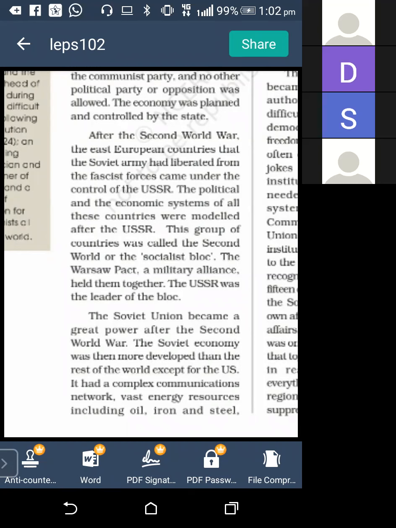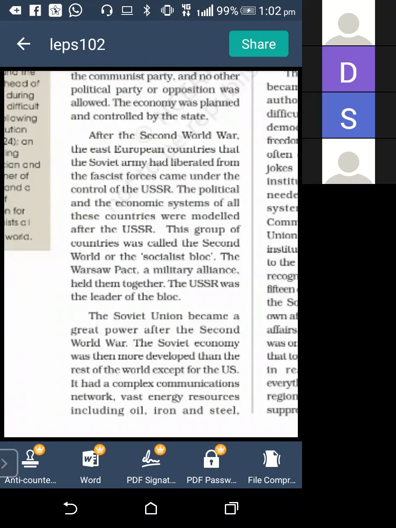The political and economic system of all of these countries was modeled after the USSR. Whatever the political system, the social system, the economic system, they were following the model of the USSR. They didn't have any individual model of their own. Many countries were there, all Eastern European countries, and all were following the USSR. This group of countries was called the Second World or Socialist Bloc.